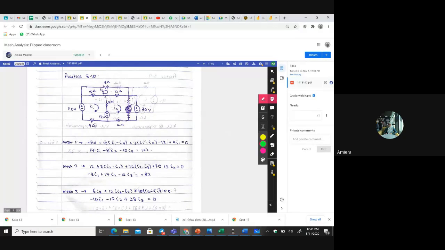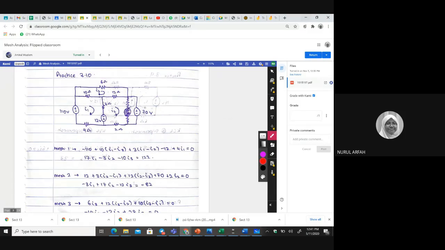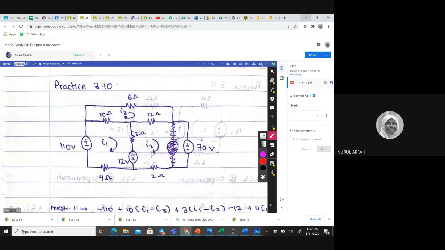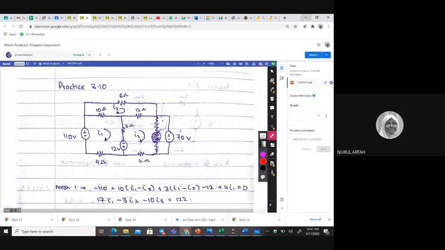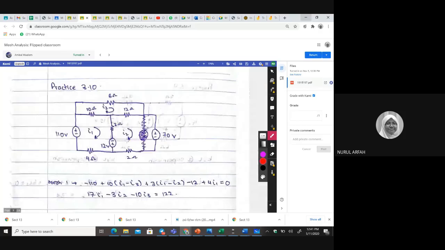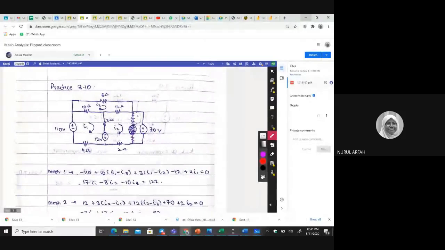Okay. Amira je. Alright. Okay, do we have any super mesh here? 3.10. No, because your target, you should look at your current source. So there's none. Okay, I think this question is straightforward. You just apply the rule.